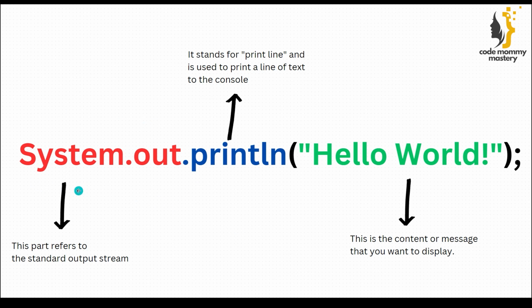System.out. This part refers to the standard output stream, which is typically the console or terminal where your program's output is displayed. Println. This is a method that belongs to the PrintStream class. It stands for print line and is used to print a line of text to the console. Hello World. This is the content or message that you want to display. It can be a string, a variable, or any expression that evaluates to a printable value.